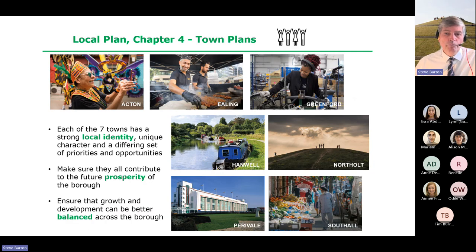So Chapter 4, as I say, is the bulk of the plan. And this sets out how we can ensure that each of the towns contribute to the future prosperity of the borough and ensure that growth can be more balanced across the borough. And it starts on the premise that each of the 7 towns has its own unique set of challenges and opportunities and therefore priorities for future development.